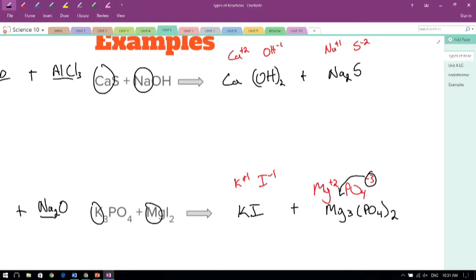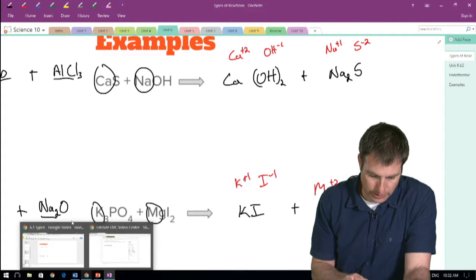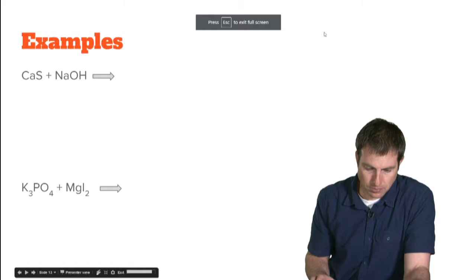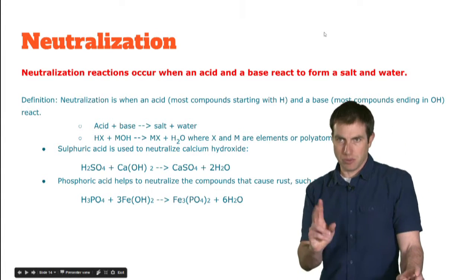So there's a double replacement. That's tricky. Those ones are probably the hardest ones you're going to encounter. But I think you guys can do them. Capable. All right, what do we have left? Good question. We have neutralization reactions and combustion. So we have 2 left.